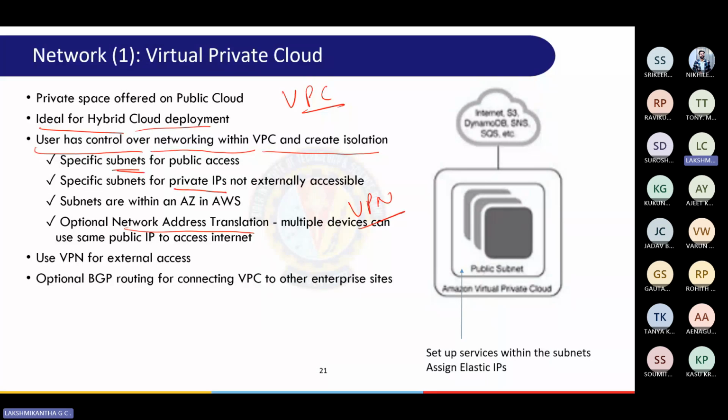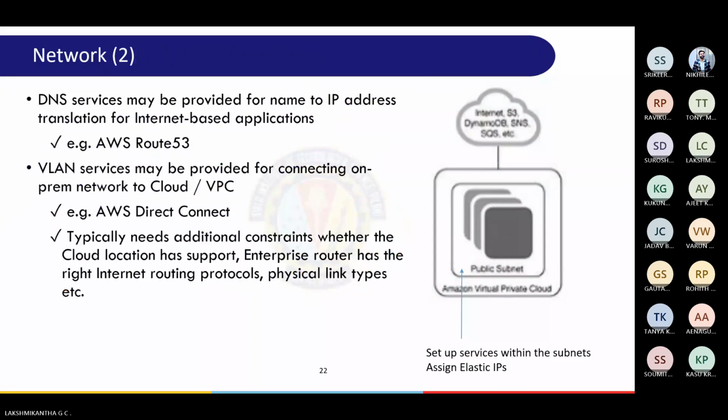Okay, now let us look at the next layer of networking. What is the next layer of networking? That is called external connectivity.